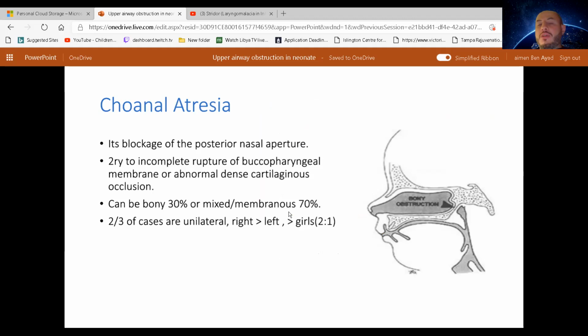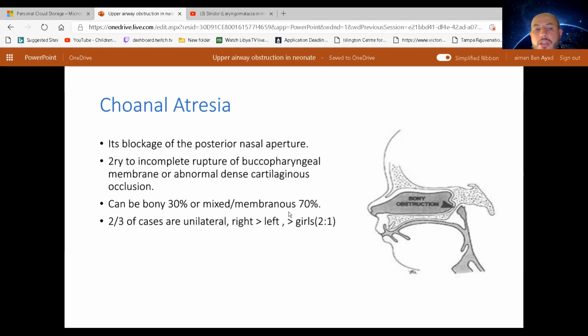We discussed the anatomy of the airway, the difference between the pediatric and adult airway, and the causes of stridor, what stridor means, upper airway, inspiratory, expiratory, biphasic stridor. Now we're going to talk about the causes of inspiratory stridor. First, we're going to talk about choanal atresia.